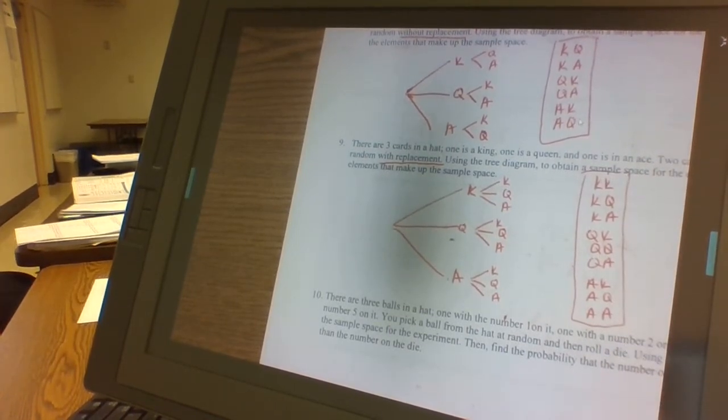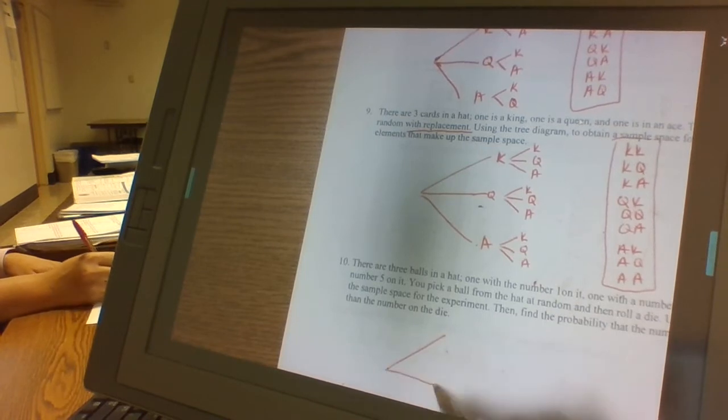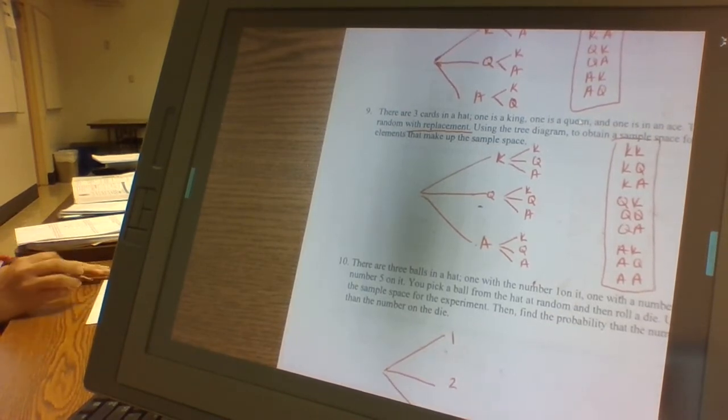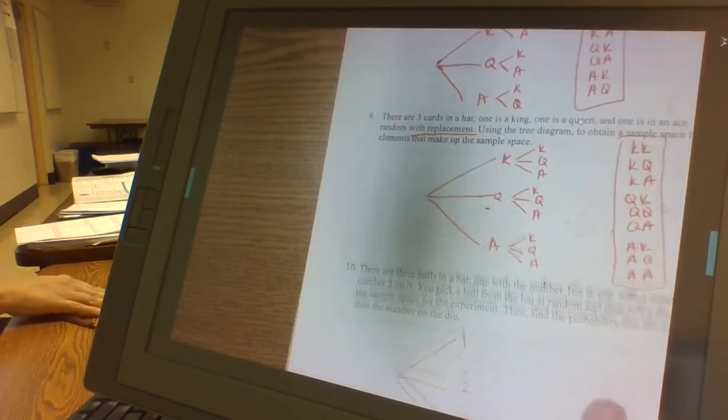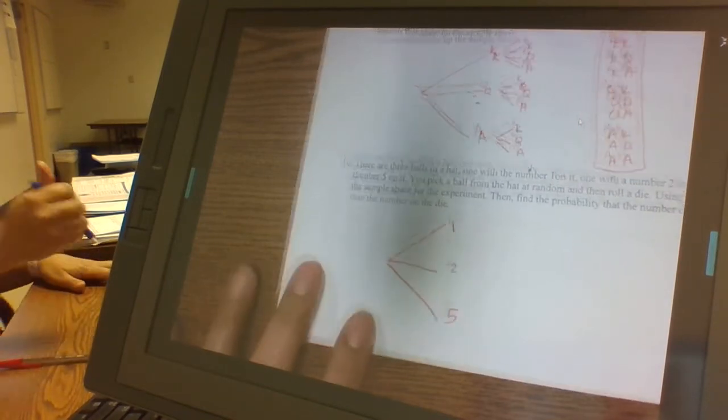There are 3 balls in a hat. One is 1, one is 2, and one is 5. So that's the first thing. 1, 2, and 5. But then it says that what could happen? What's the second thing you have? Roll a dice. Now, how many sides are there in each dice? 6.